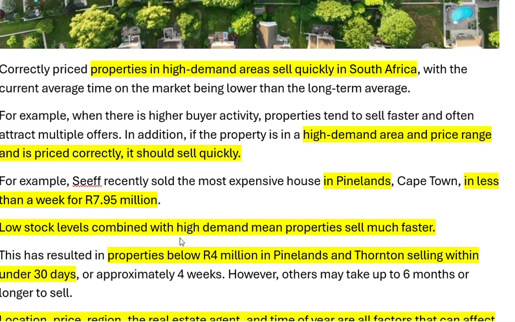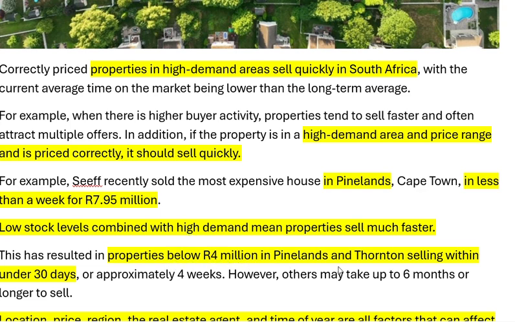Low stock levels combined with high demand means property sells faster. The other thing that also determines how quickly you can sell your property is lower stock levels, which means there are few people advertising their properties in that region. If there are few people advertising their property in that region, it is most likely that you're going to sell your property quicker.